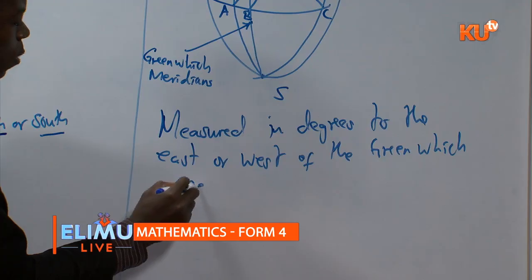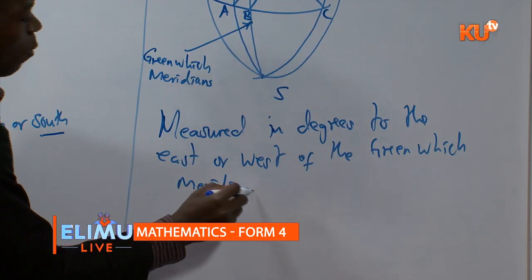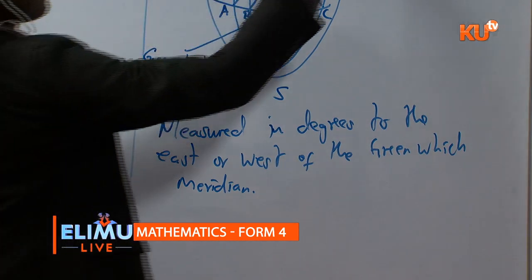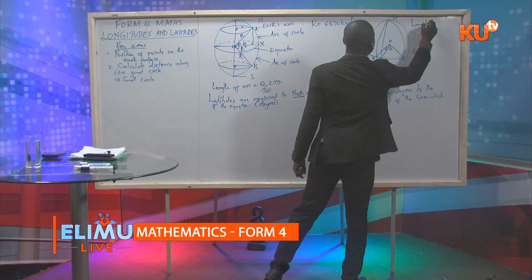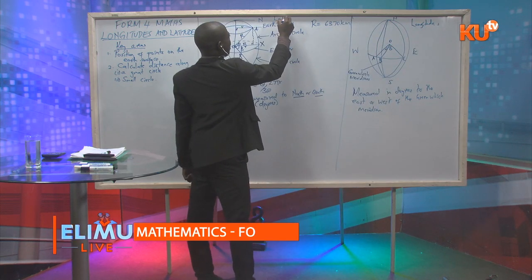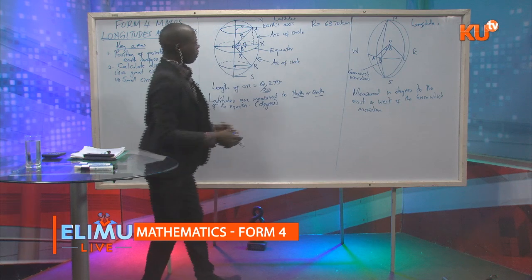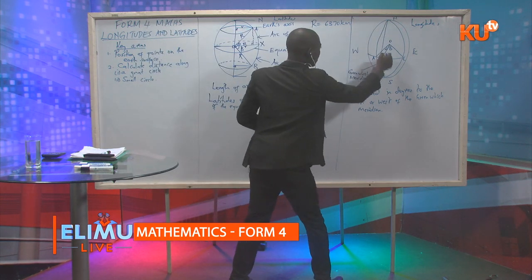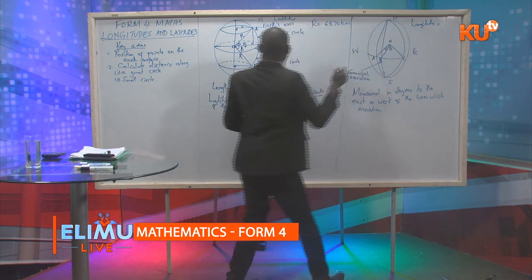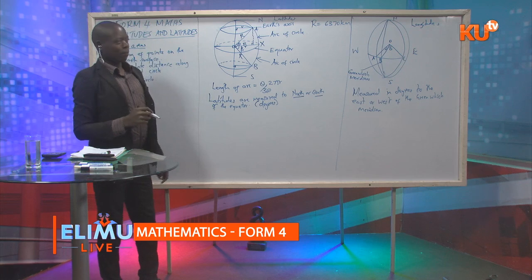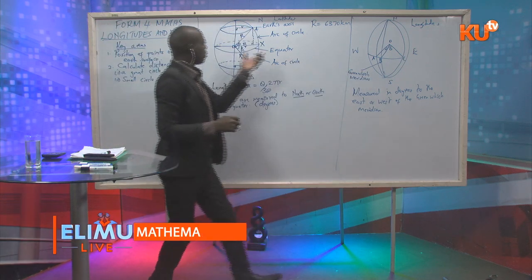That is how we locate longitudes. These are for longitudes, and these ones are for latitudes. You'll definitely be able to see that if we look at this circle, the whole of it, compared with this circle, one of them is larger. This is a larger circle compared to this one.